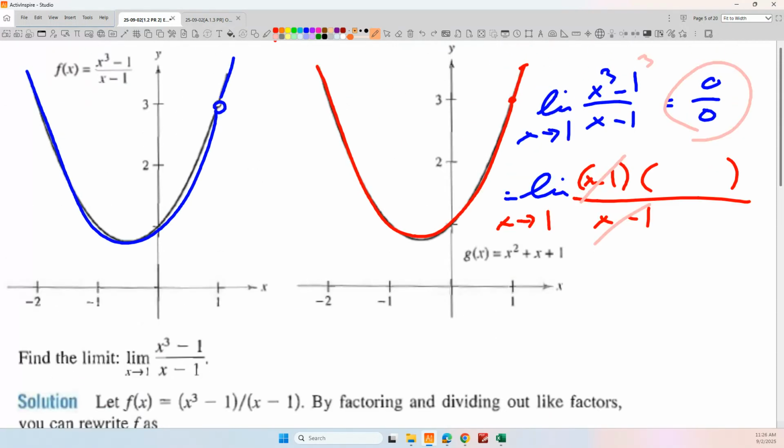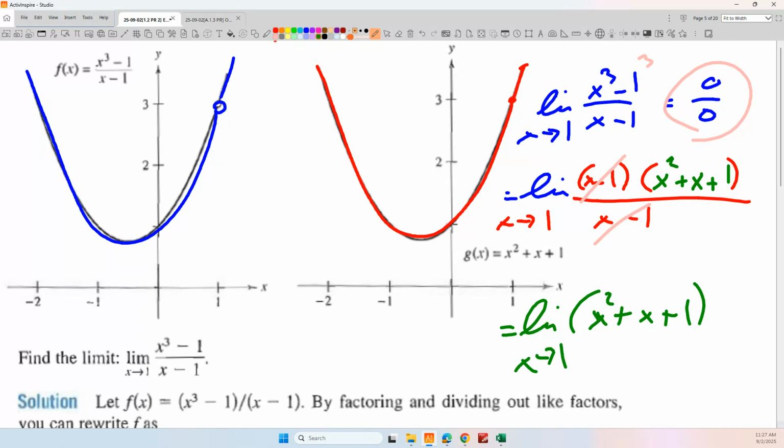Okay, so then the top factors into x minus 1 times x squared plus x plus 1. x squared, plus x times 1, which is x, plus 1 squared, which is 1, right? Make sense? Okay, and look what happens. The x minus 1's cancel, and now we end up with a limit that we can evaluate. And what's the answer as x approaches 1? 3. Hey, what do you know? That's my answer, 3.